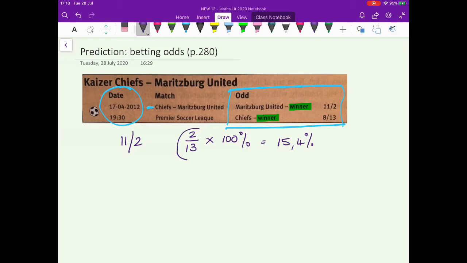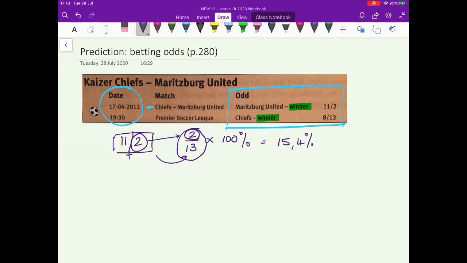Let's have a look. How did we get to that? Well, the 2 is the predicted possibility of winning. The 13, so to get the 13, you have to add 11 plus 2 to give you 13. So if I add those, that's how we work out the possibility or the probability of winning. So they are only expected to win 2 out of a total of 13 matches if they had to play.